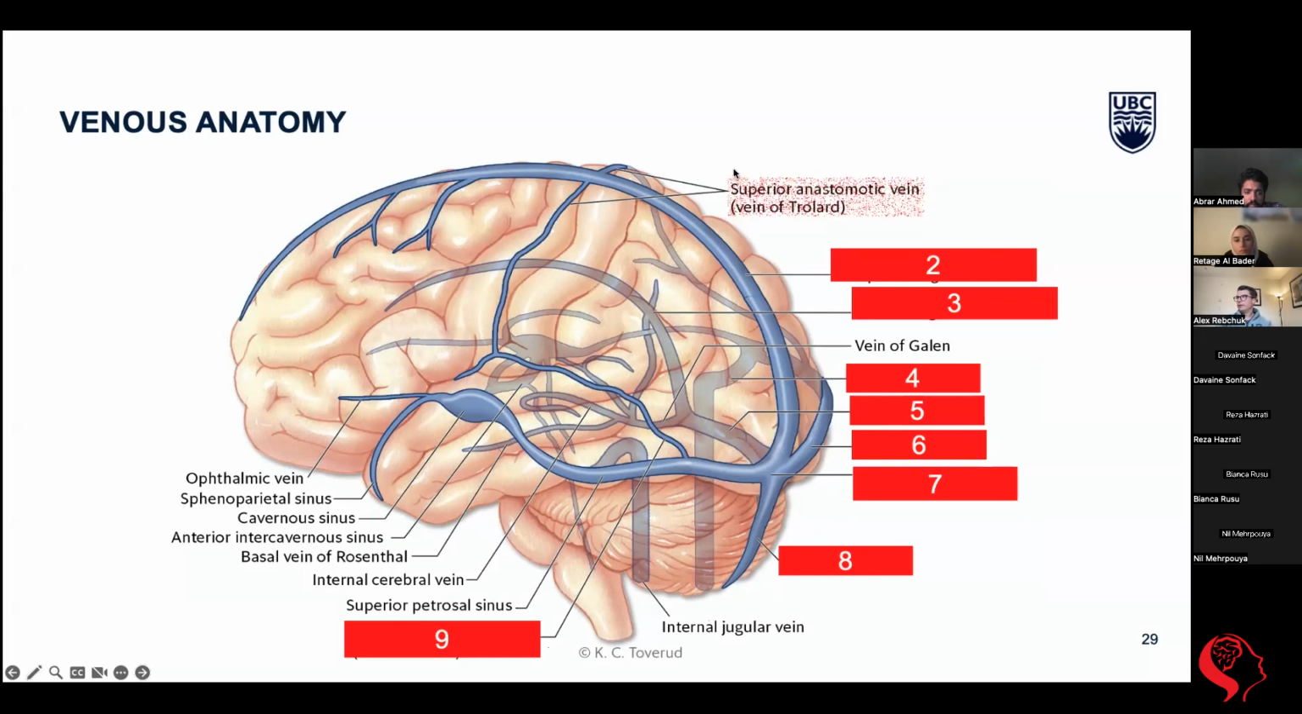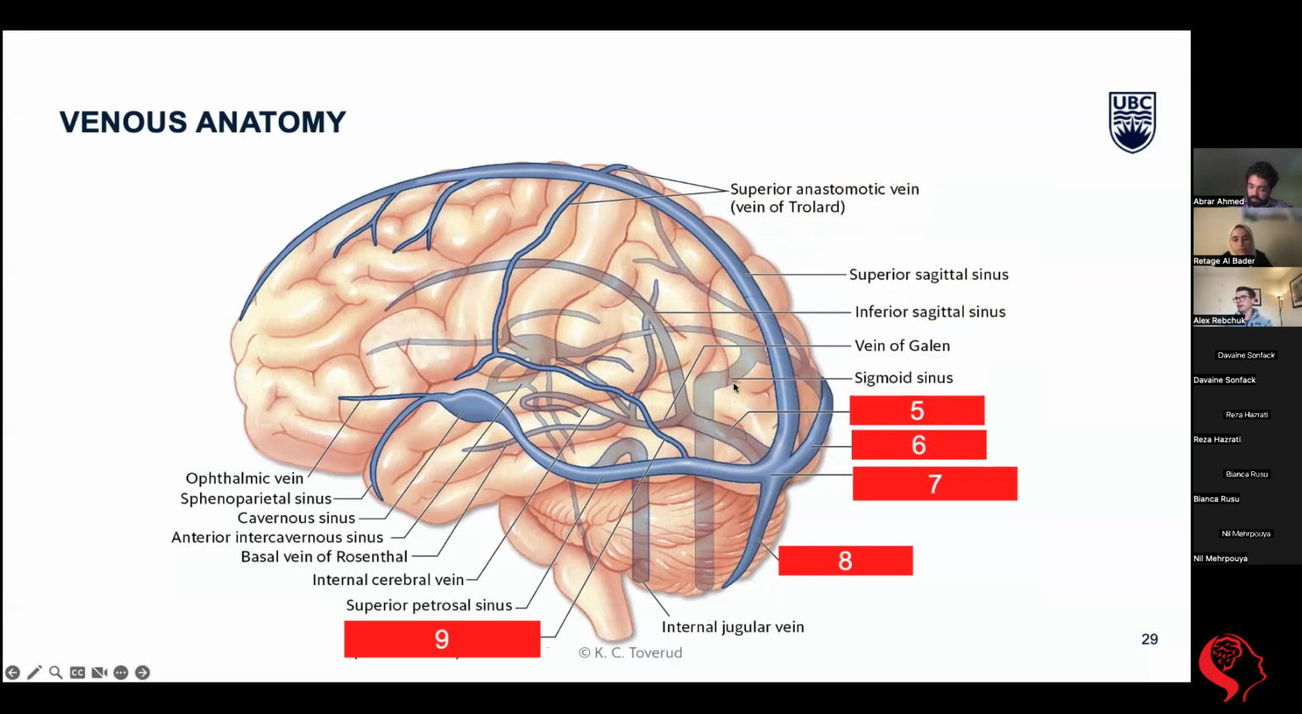So one, it's going to be the vein of Trolard, the largest anastomotic vein. Two, obviously the superior sagittal sinus. Three, this deep one along the midline, that's going to be the inferior sagittal. Four, sigmoid. That's not the best picture. Five, straight. So the inferior sagittal goes to the straight sinus, which drains back to the torcula, which is seven.